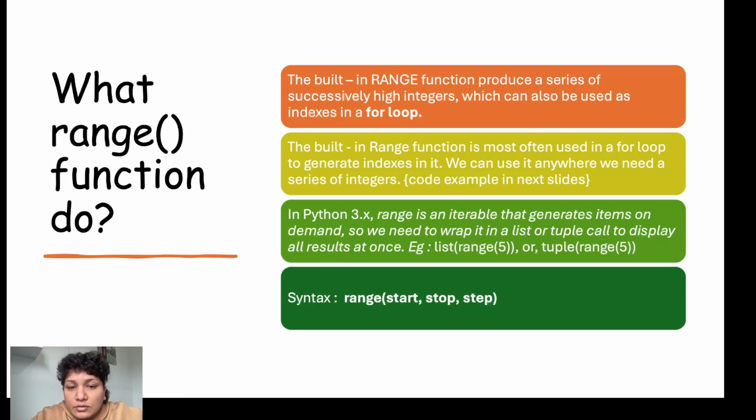That's it. So now the built-in range function is most often used in a for loop, because loops are used for counting many times, most of the time. So in a for loop we use a range function as the counter, and we can use it anywhere we need a series of integers.